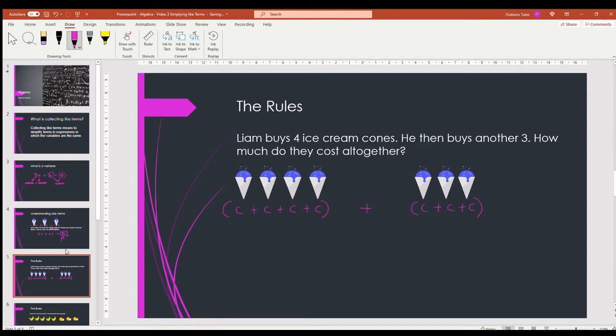And I'm going to start simplifying this by adding up the like terms. So for the first lot, it's 4C plus 3C. Now, we can simplify this further because they're still like terms. So 4 multiplied by C plus 3 multiplied by C is the same as 7 multiplied by C. Now, this is in its simplest form.